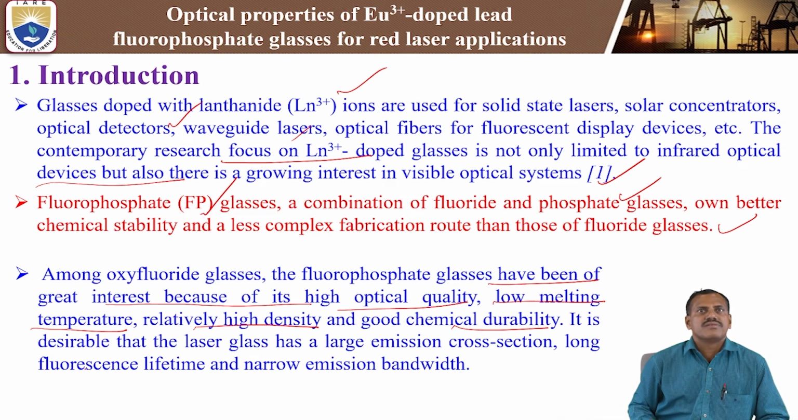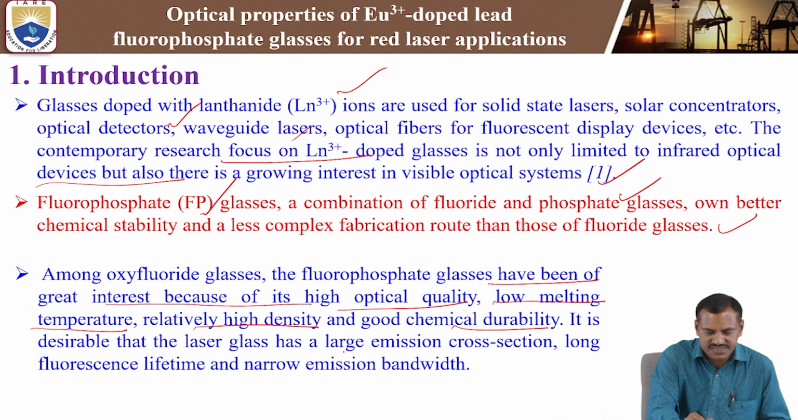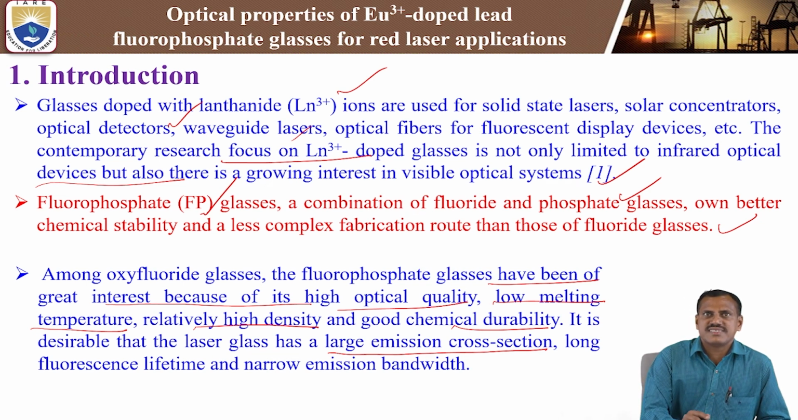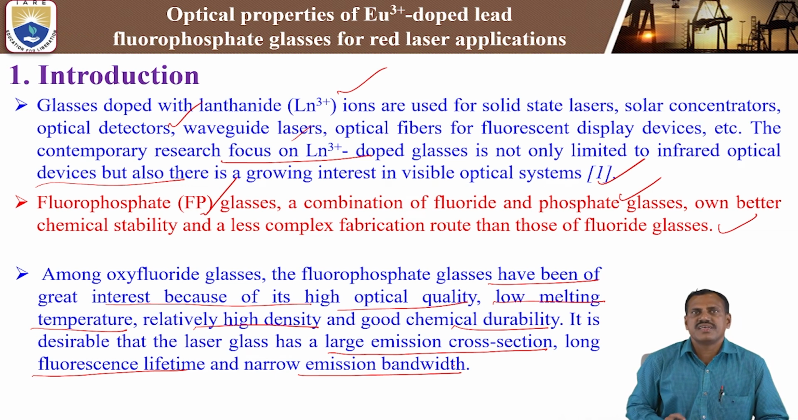It is desirable that a laser glass has a large emission cross section. Europium 3+ doped lead fluorophosphate laser glasses have a large emission cross section, a long fluorescence lifetime, and a narrow emission bandwidth. These are the important characteristics for laser glasses and the important applications of fluorophosphate laser glasses.